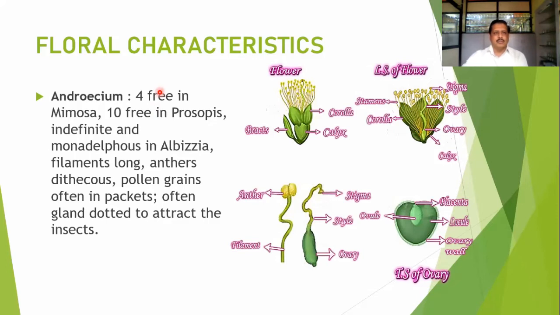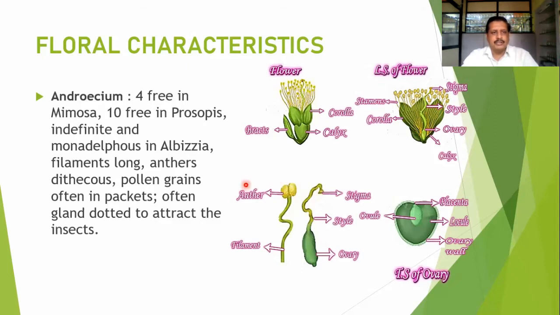genus. Monadelphous condition, where all the stamens are fused to form one whorl. So it is also found in the Albizia genus, where the filaments are quite long and anthers are mostly dithecous. Here you can observe that these anthers have 2 cells. So dithecous type of anther cells are there.